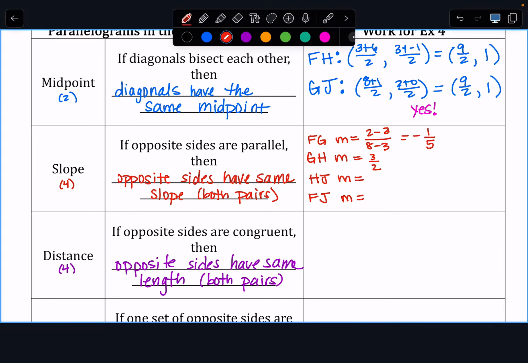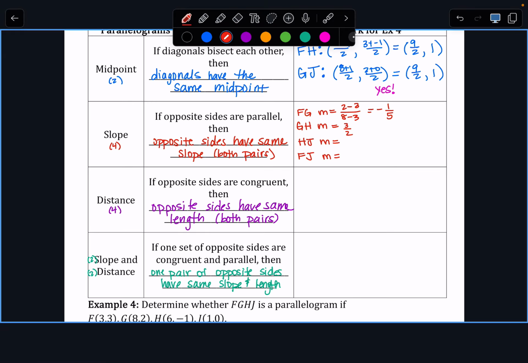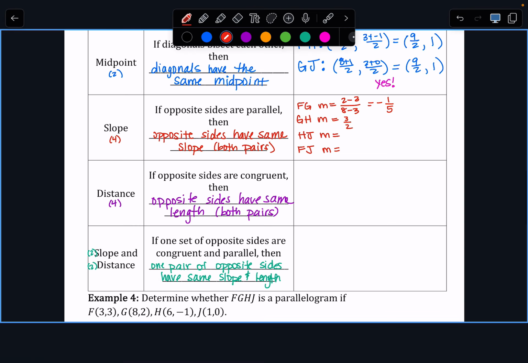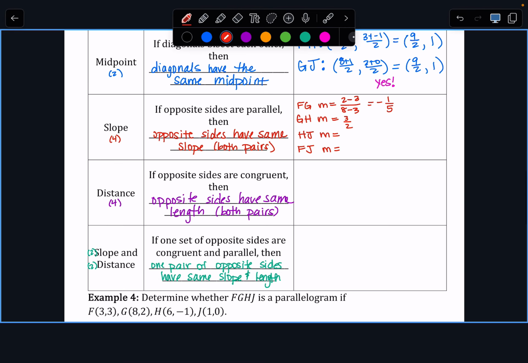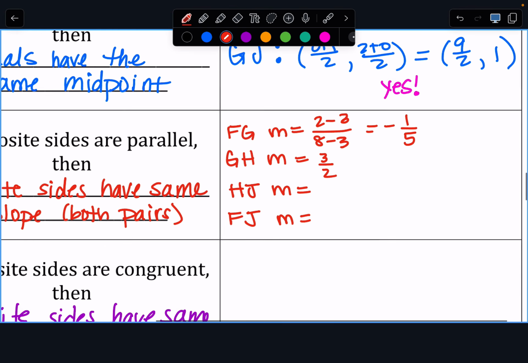I did 2 plus 3 over 8 minus 6. Oh, wait, I did 2 plus 3, not 2 plus 1. There you go. Okay, HJ, what did you get? Negative 1/5. FJ, 3 over 2. Okay, so do you see how these two are the same, so they're parallel? These two are the same, so they're parallel.